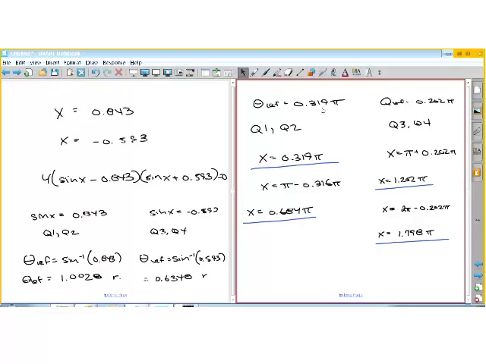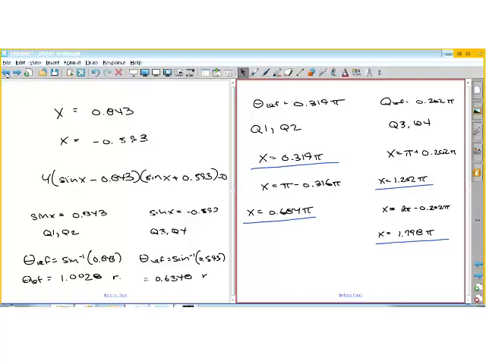I ended up with these answers, 0.319 pi and 0.202 pi. The first quadrant solution is just the reference angle. The second quadrant solution is pi minus the reference angle. The third quadrant solution is pi plus the reference angle. And the fourth quadrant solution is 2 pi minus the reference angle. So I get these 4 values of x, which are where the second derivative equals 0, which is where I have possible points of inflection.